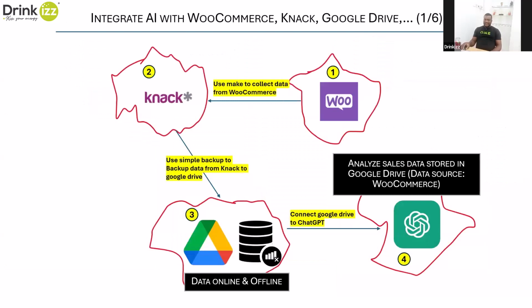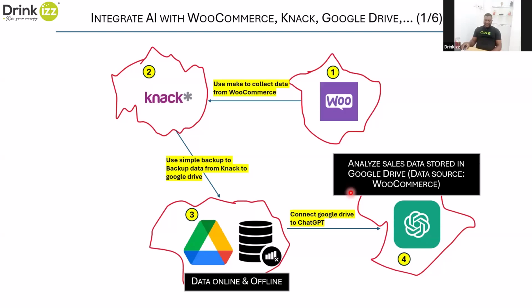Now let's see how to integrate AI with WooCommerce, Knack, and Google Drive. Let's define first WooCommerce. WooCommerce is a platform you can use to manage your online shop. Knack is a no-code database. Google Drive is a cloud storage service that allows users to store, share, and access files and folders online from any device. Integrating AI with WooCommerce, Knack, and Google Drive helps you manage data better.